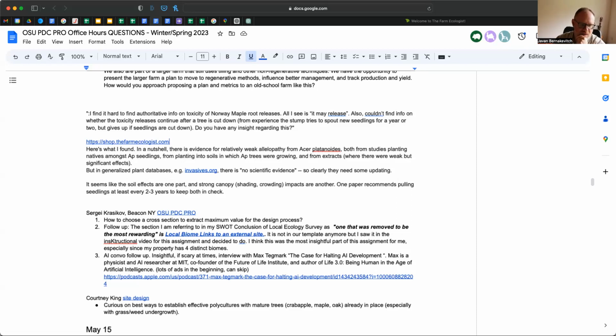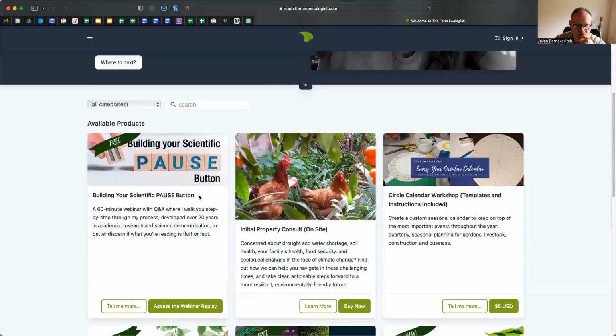It seems like the soil effects are one point and strong canopy shading crowding impacts are another. One paper recommends pulling the seedlings every 2 to 3 years to keep both in check. So there you go, Sergey. That was her answer. And then I'll just point over here.